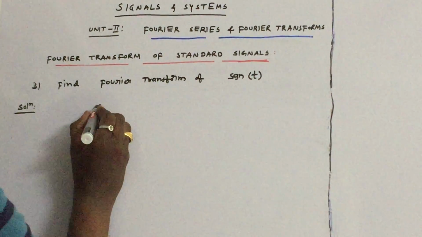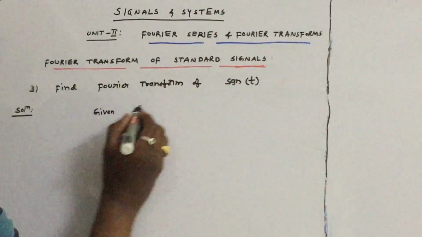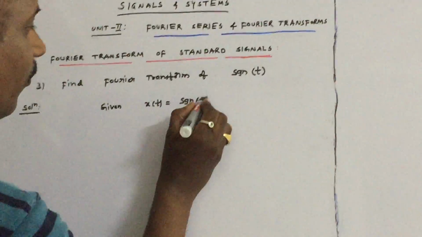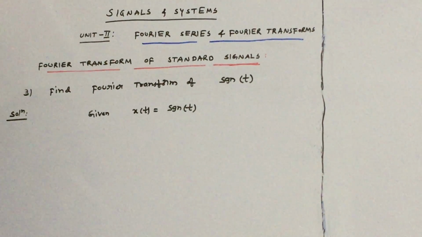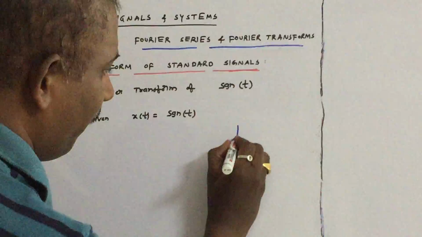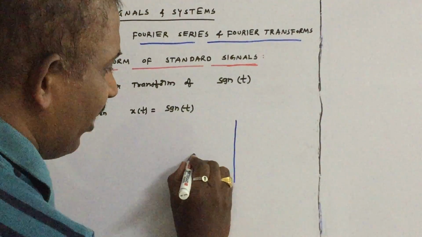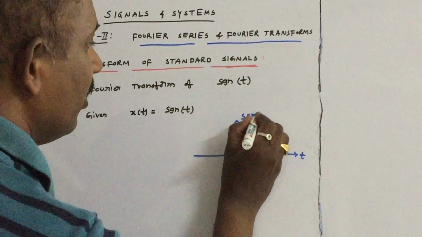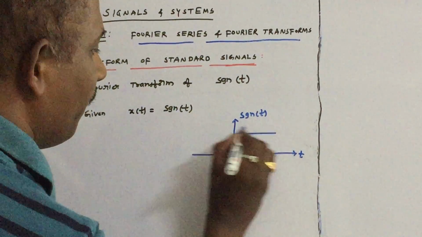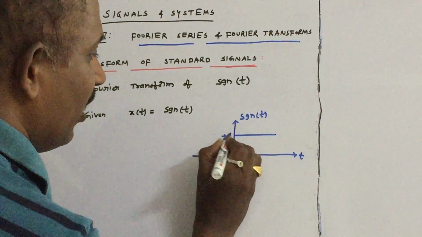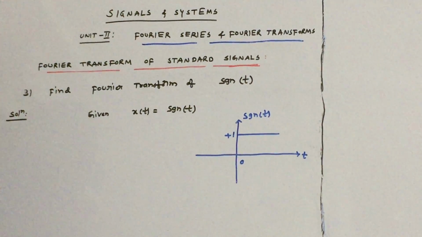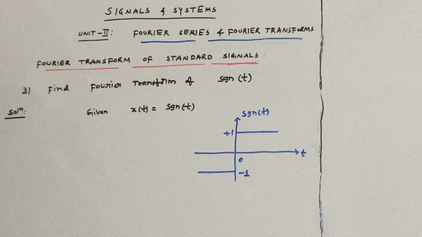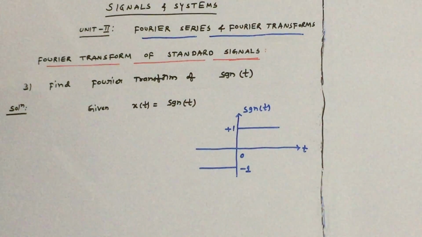So what is given? It is given that x of t is equal to signum of t. From unit 1, you know the definition of signum of t. It is a very simple definition. So this is t, and this is signum of t. Its amplitude is plus 1 during t greater than 0, and its amplitude is minus 1 during t less than 0. So this is the simple definition of signum of t.